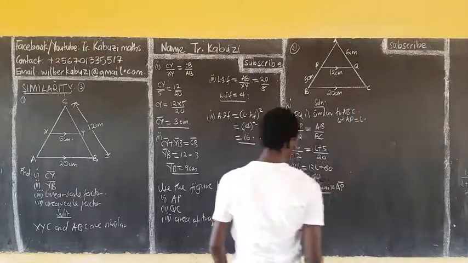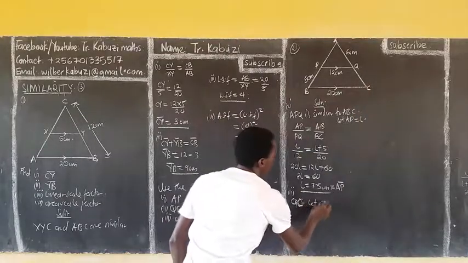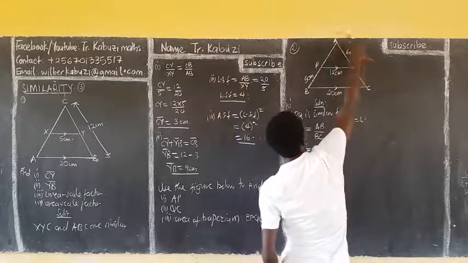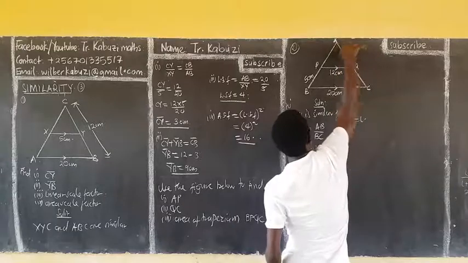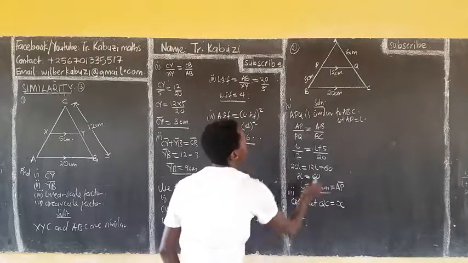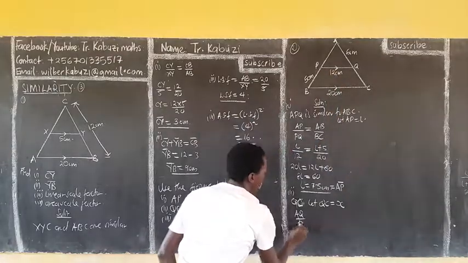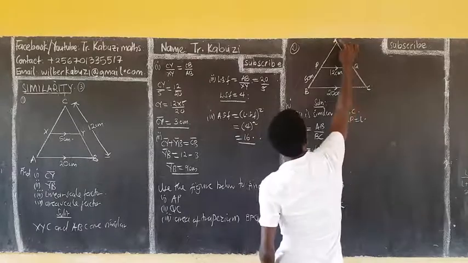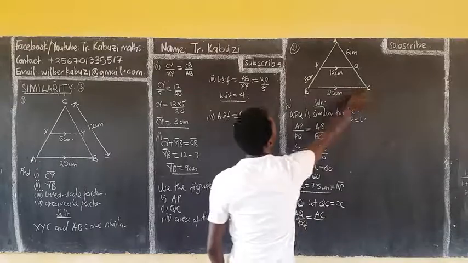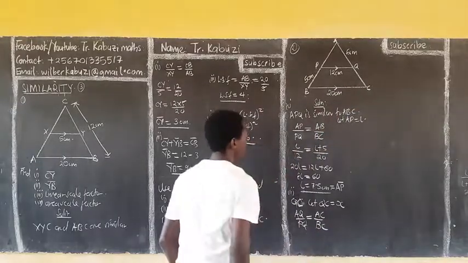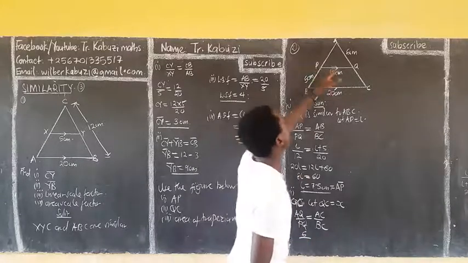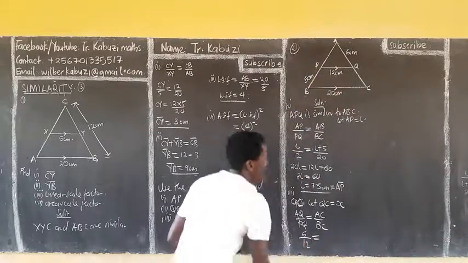So I'm going to say let QC be x. So I'm going now to use this line. I'm going to say AQ of the small triangle over PQ of the small triangle will be equal to AC of the big triangle over BC of the big triangle. Now, my AQ is 6 over PQ, which is 12, is equal to AC.